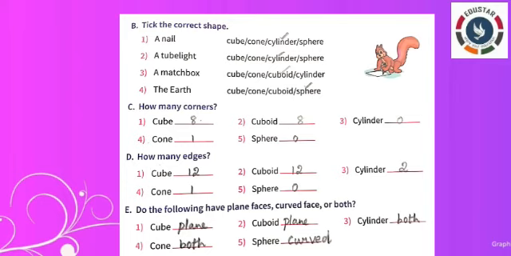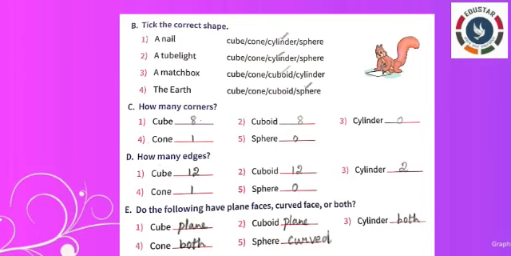Exercise D. How many edges? The first one is cube. Cube has 12 edges. Number 2, cuboid. Cuboid has 12 edges. Number 3, cylinder. Cylinder has 2 edges. Number 4, cone. Cone has 1 edge. Number 5, sphere. Sphere has 0 edges.